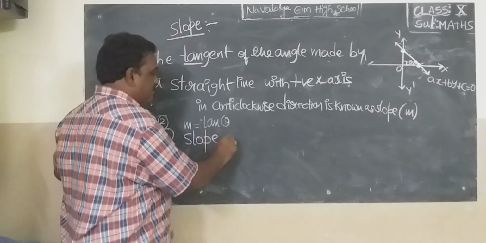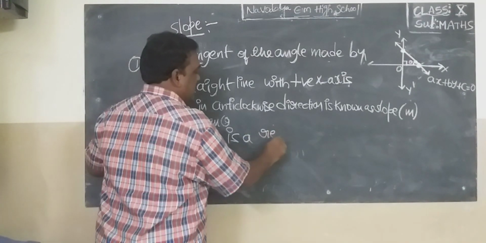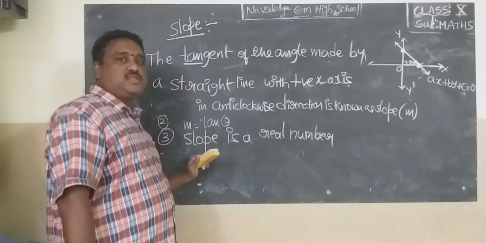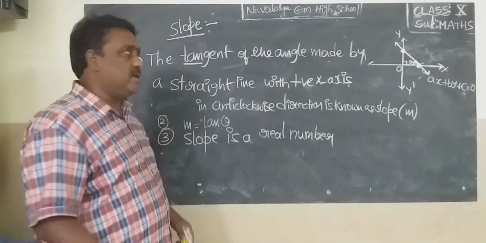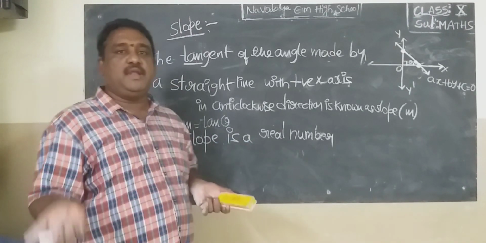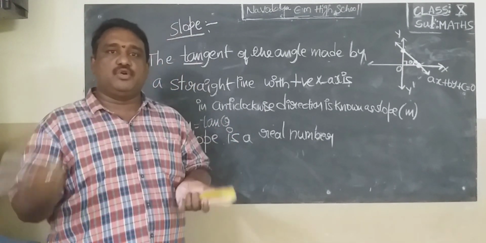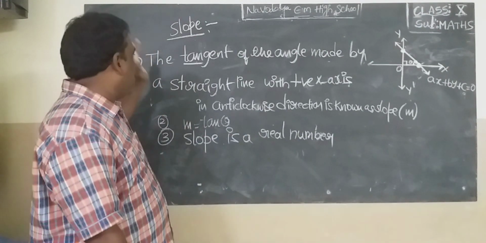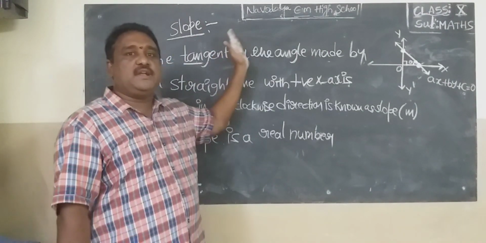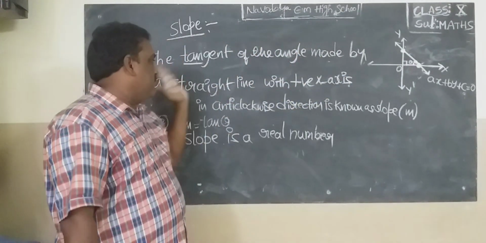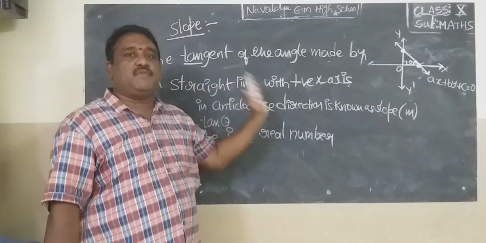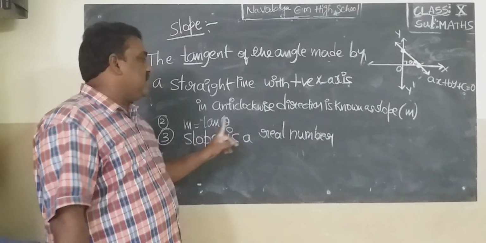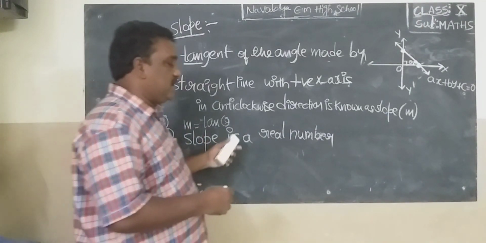Third point: slope is a real number. So what can we say about slope? Slope is a number. Slope may be positive, negative, fraction, root, or decimal. Whatever it may be, slope is a real number. First point about slope definition: the tangent of the angle made by a straight line with the positive x-axis in anti-clockwise direction is known as slope. m equal to tan theta. Slope is a real number.